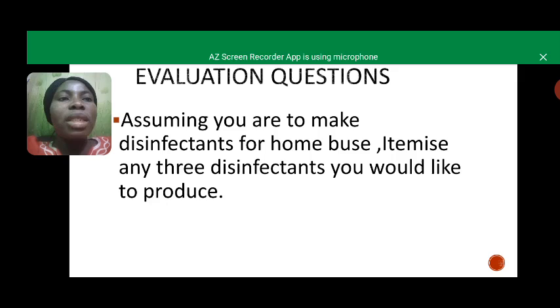Now we have the evaluation questions here. Assuming you're to make disinfectant for your home use, itemize any 3 disinfectants you would like to produce. Now let's say for instance you want to make disinfectant for yourself. Now I expect you to itemize any 3 disinfectants you would like to produce on your own.